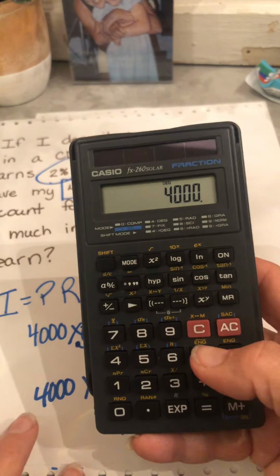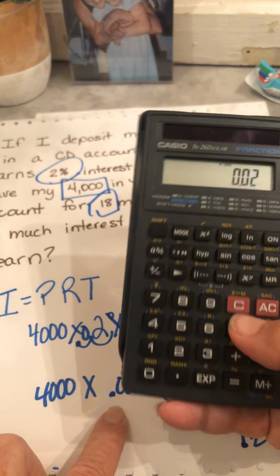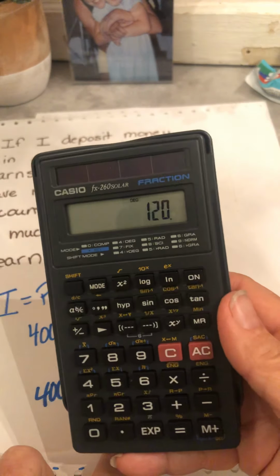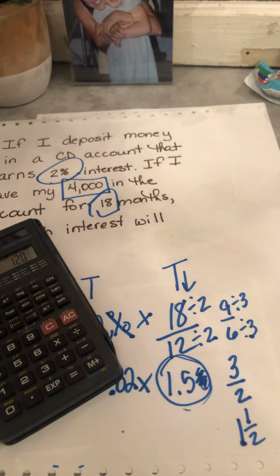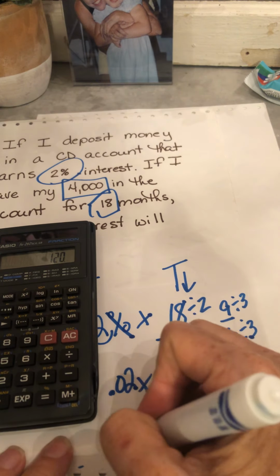So I'm going to put 4,000 times 0.02 times 1.5. When I do that, I get 120. So this time I'm earning money. I'm making $120 extra. So that's the amount of interest.